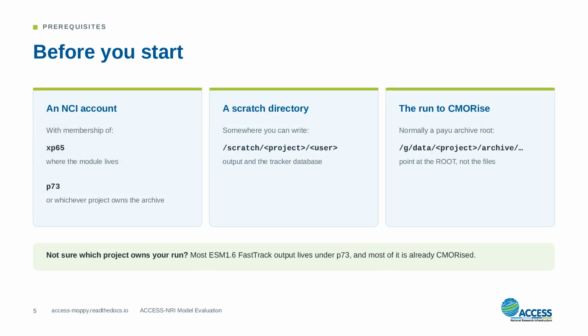Before you start, you need 3 things. An NCI account, with membership of XP65, which is where the module lives, and of the project that owns the model archive you want to read, which is often P73. A scratch directory you can write to, and the path to the run you want to CMORise, which is normally a PyU archive route on GData.